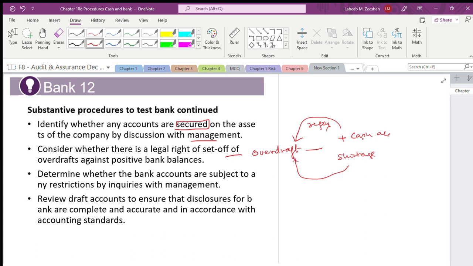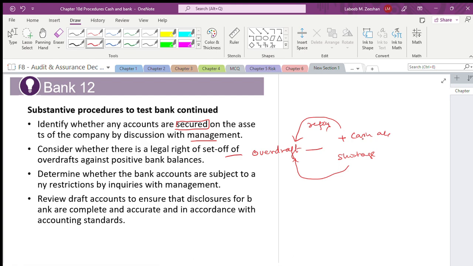Overdraft means definitely both things have to be considered: whether there is a legal right of set off of overdrafts against positive balances, and whether the bank accounts are subject to any restrictions, by inquiries with the management. Maybe there are some conditional restrictions placed by the management.